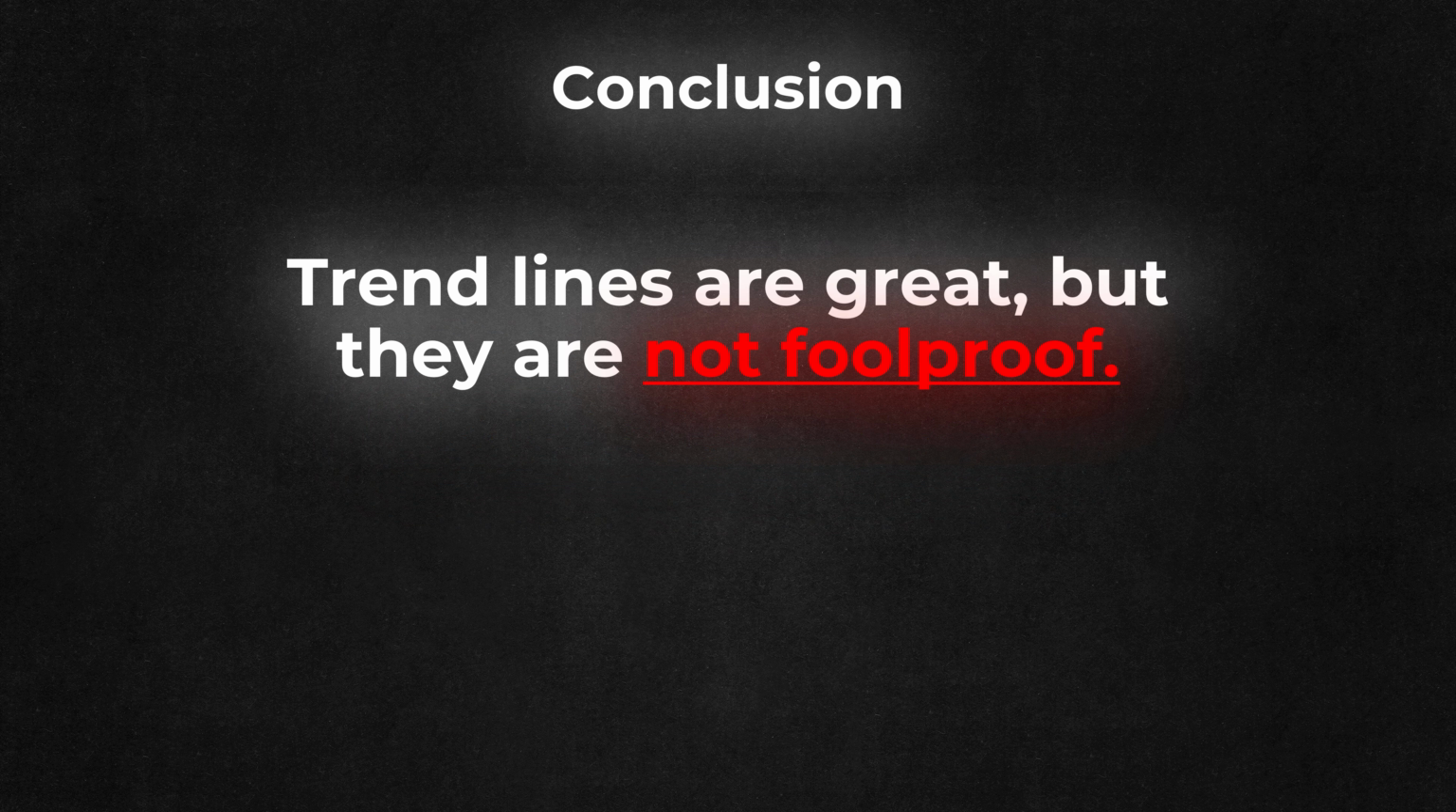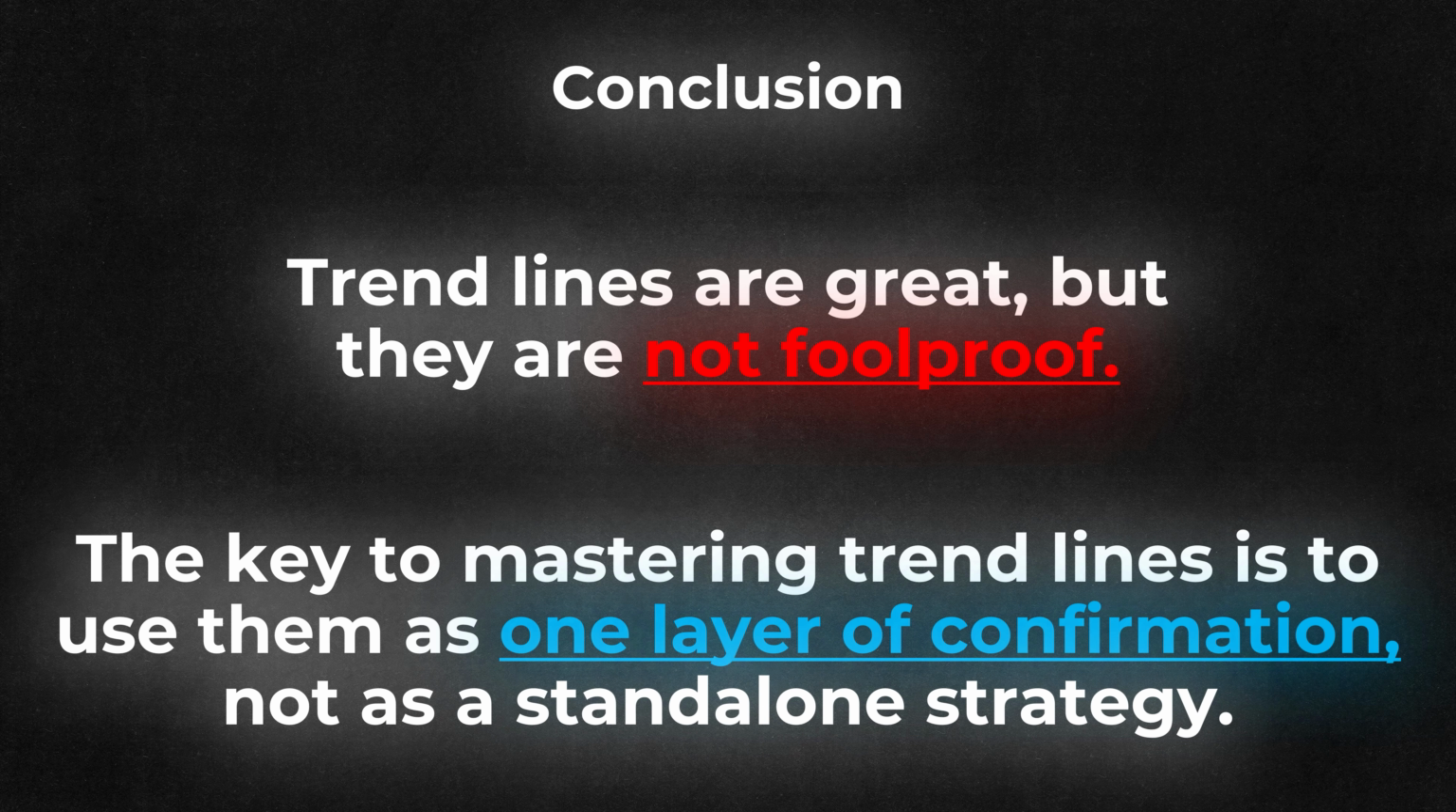Trend lines remain one of the most foundational tools in technical analysis, not because they are perfect predictors, but because they reflect a deeper psychological truth about the market. Traders look for structure in chaos. However, they are not foolproof. They are subjective, prone to false breakouts, and can mislead traders who rely on them in isolation or without context. The key to mastering trend lines is to use them as one layer of confirmation, not as a standalone strategy. When combined with other tools like we have seen in some examples of this course, they become far more reliable.